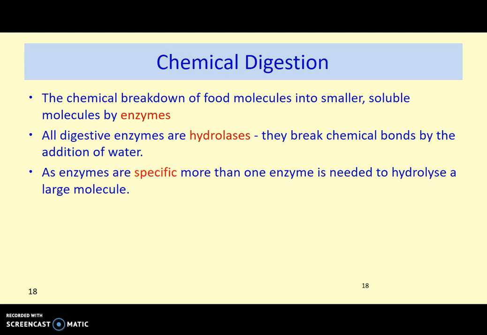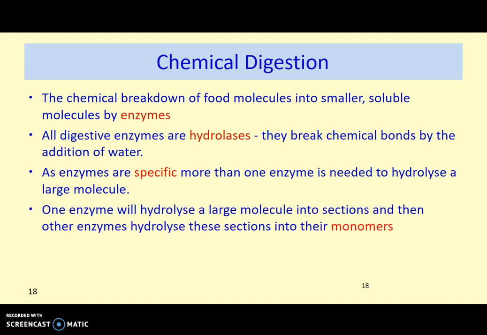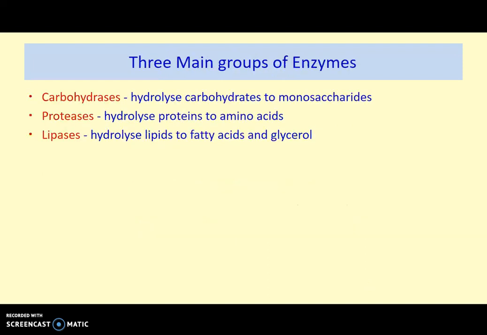All enzymes, as always, are specific, and more than one enzyme is needed to hydrolyze a large molecule. One enzyme will hydrolyze a large molecule into sections, and then other enzymes will hydrolyze those sections into their monomers. So when you have really large complex molecules, there will be a few stages before we get down to the monomers. And we need to hydrolyze down to our monomers so that these smaller molecules can get absorbed into the bloodstream. So our three main groups of enzymes are carbohydrases, proteases, and lipases.